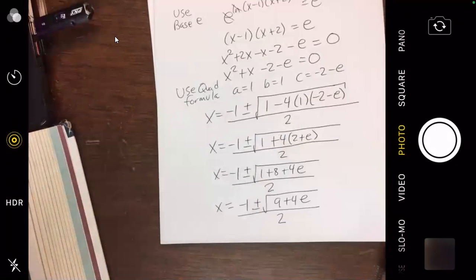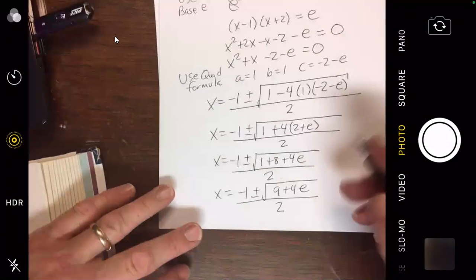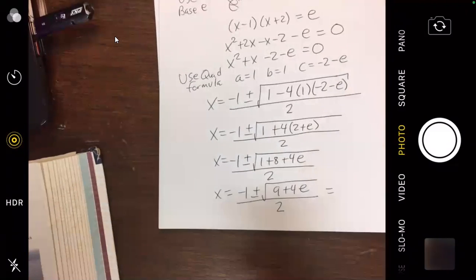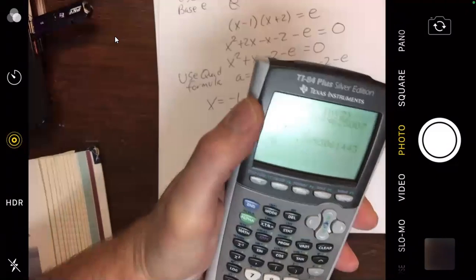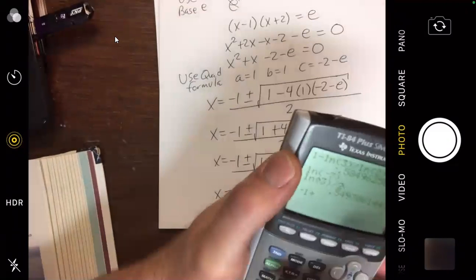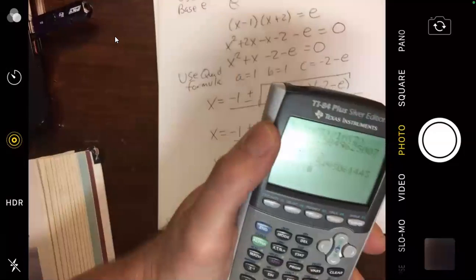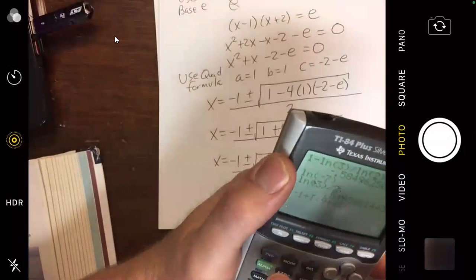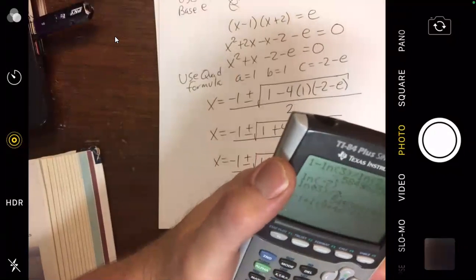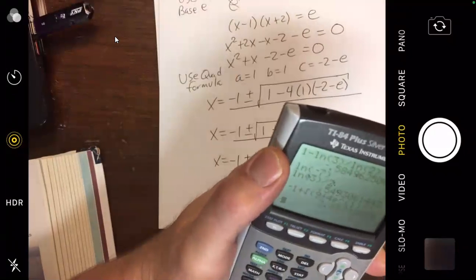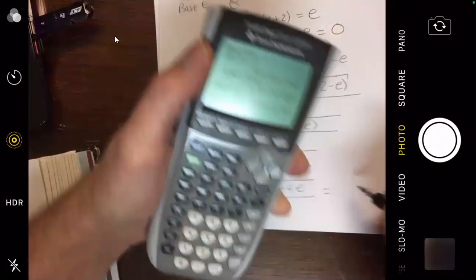Let me look this one up. Oh, it's e to the first, dadgum. Well, so you could approximate this. Negative 1 plus square root of 9 plus 4 e to the 1, and divide that by 2, 1.72896.